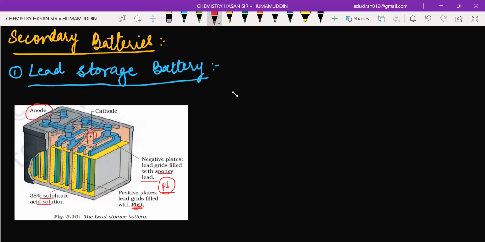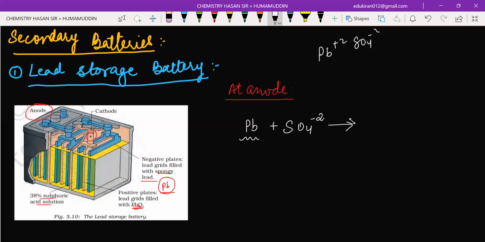Now see, again the same story will repeat at anode. At anode, what will happen? Oxidation will take place. How? You can see at anode Pb is there. At anode, I told you, the negative plate is made up of Pb. That is gonna react with SO4 minus 2, as this compartment is filled with H2SO4. So this Pb will lose 2 electrons to convert itself into Pb plus 2, and then react with SO4 minus 2 to form PbSO4. It will lose 2 electrons to oxidize itself. You can see like this.